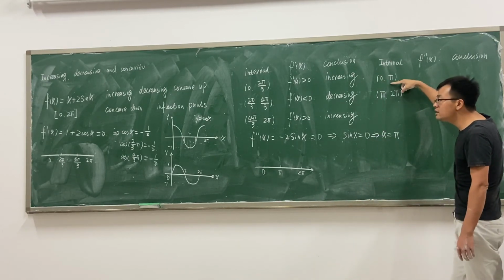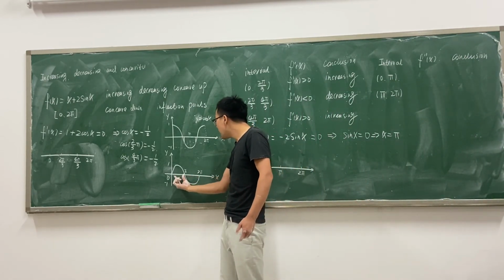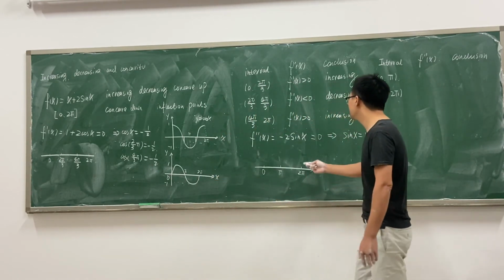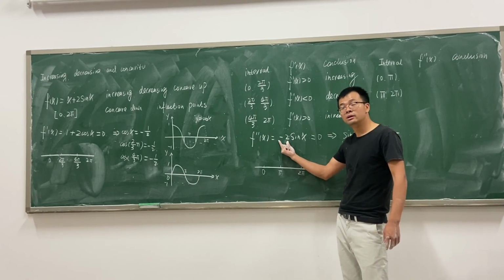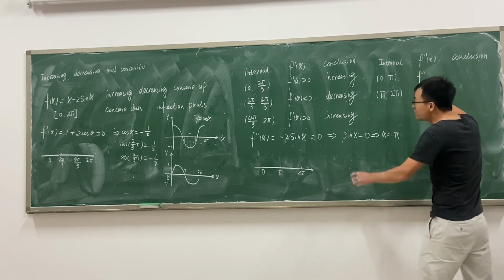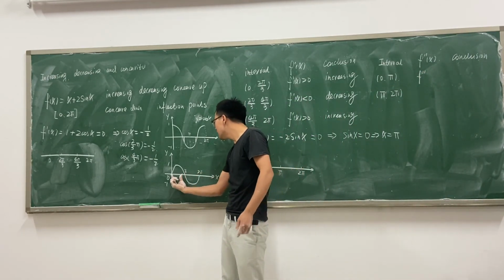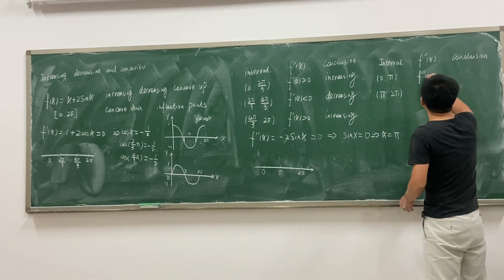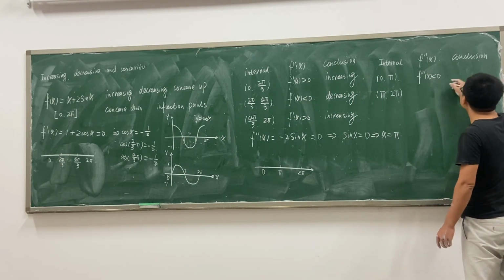On the first interval, 0 to pi, sin is positive. A positive times minus 2 is negative, because minus 2 is negative and sin x in this interval is positive. So here it is negative. So negative means what? It's concave down.